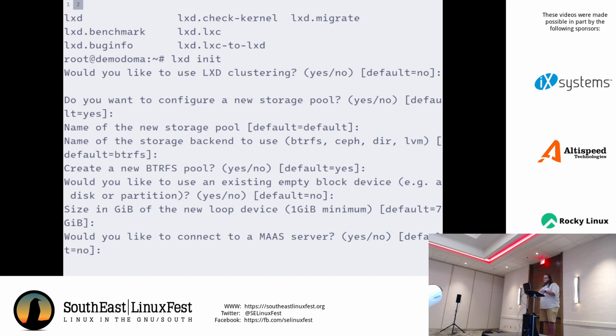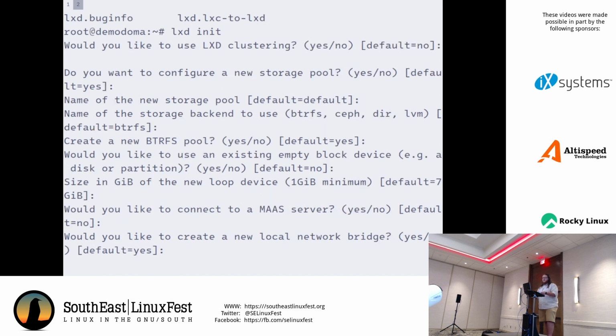MAAS is an interesting thing by Canonical. It's called Metal as a Service, and it allows you to point MAAS at a full data center of hardware, and when you want to provision a new bare metal server, you can tell MAAS, I want something with this much CPU, this much RAM, this much disk, and it'll go out into your data center and find a machine that matches those specifications automatically, then provision it with whatever operating system you like, and automatically set up LXD and containers. I'd never heard of it until the Ubuntu Summit last year, but it sounds awesome.